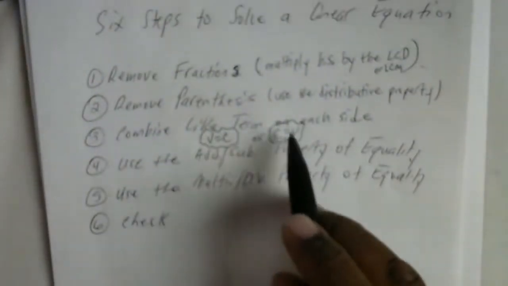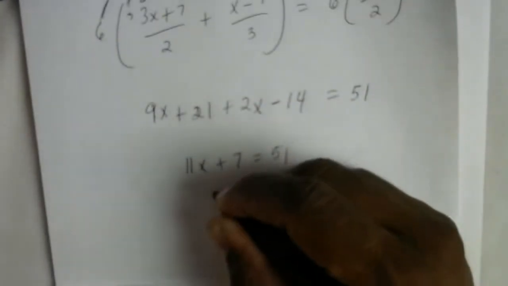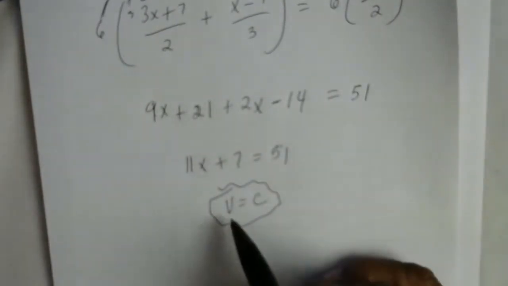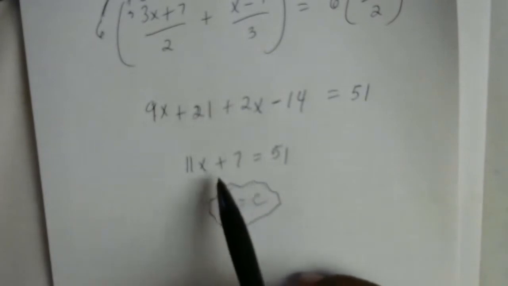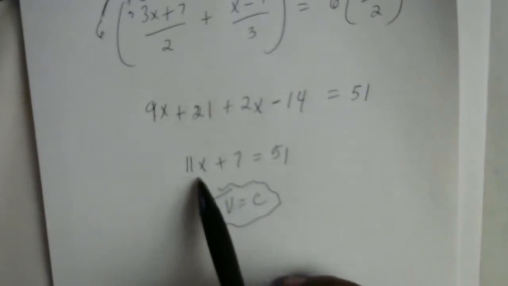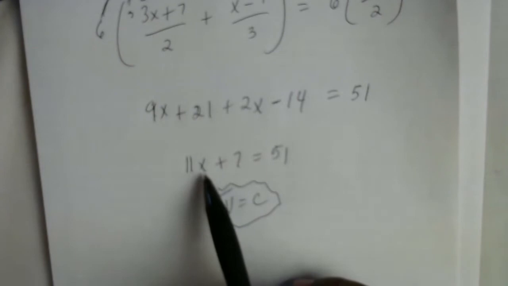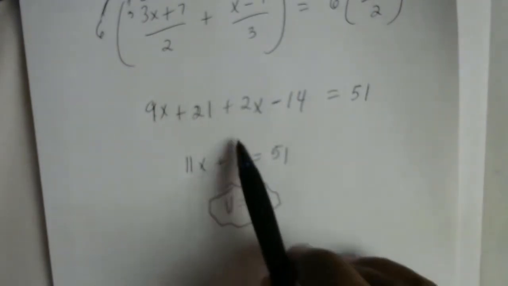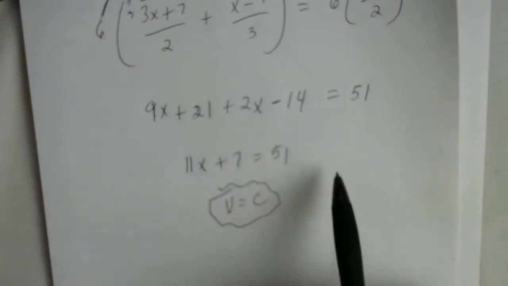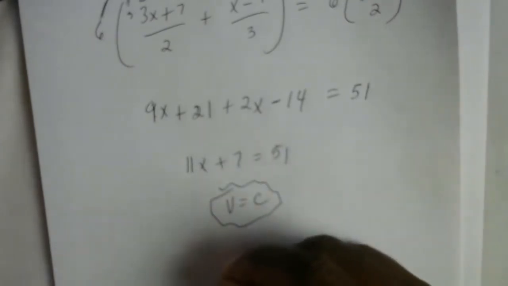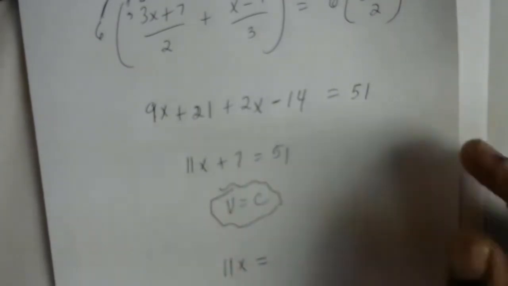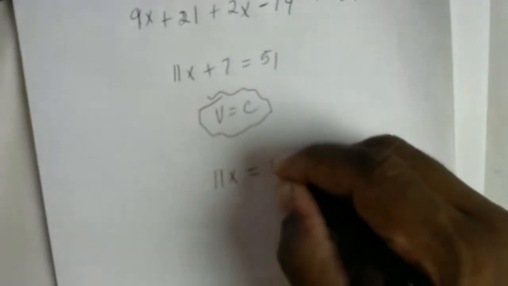So we can set a guide if you choose to do so. I want to put my variables on the left, my constants on the right. So if I look on my left-hand side, I only want variables. 11x is a variable, so it's okay on the left-hand side. However, 7 is not a variable, so I want to transpose it. I want to subtract it from both sides. So I have 11x is equal to 51 minus 7, which is 44.